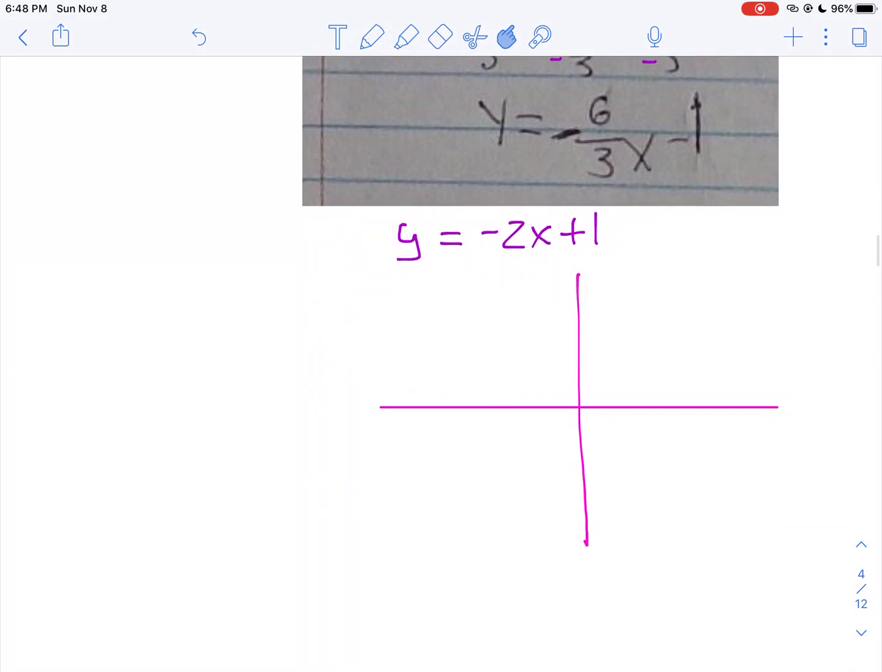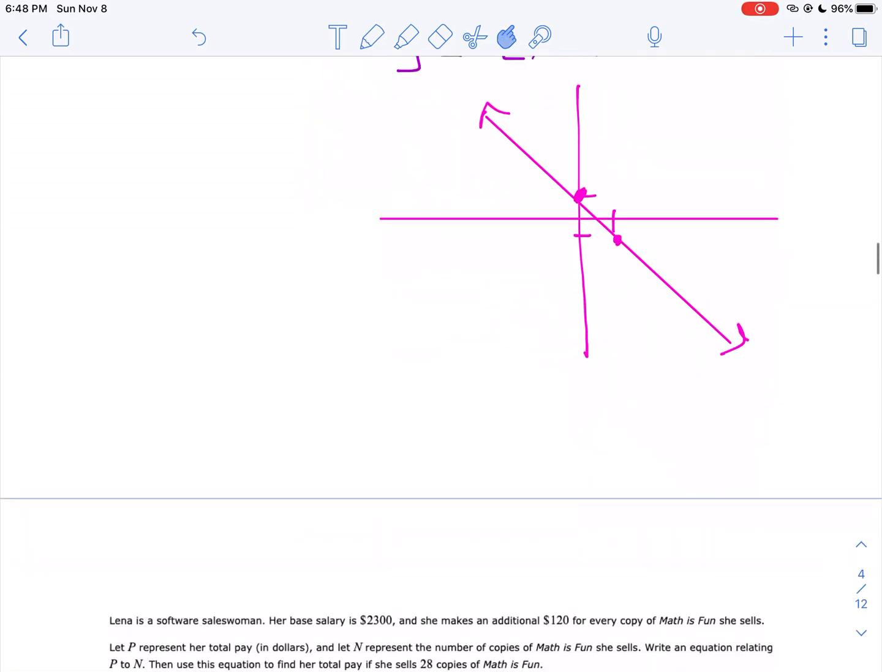So we go up 1, and that's your y-intercept. We're going to go down 2 and over 1. That'll be your second point. Then draw a line going through those. And hopefully your line goes through both the points. That's a nice thing about the computer.